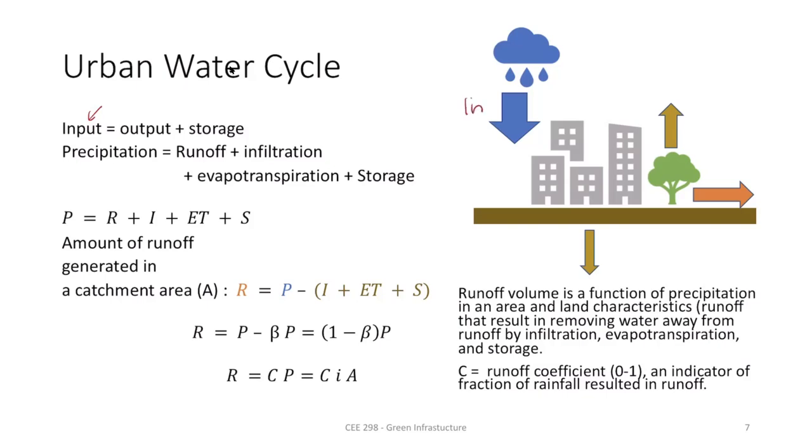And what's leaving the system is, number one, some of it will be evaporated out. So that's evaporation, evapotranspiration. It's very hard to know the difference between evaporation and transpiration. Transpiration means how much water the trees move from soil to atmosphere. We cannot quantify and differentiate between those two, so that's why they are combined. ET, that's what we call it.